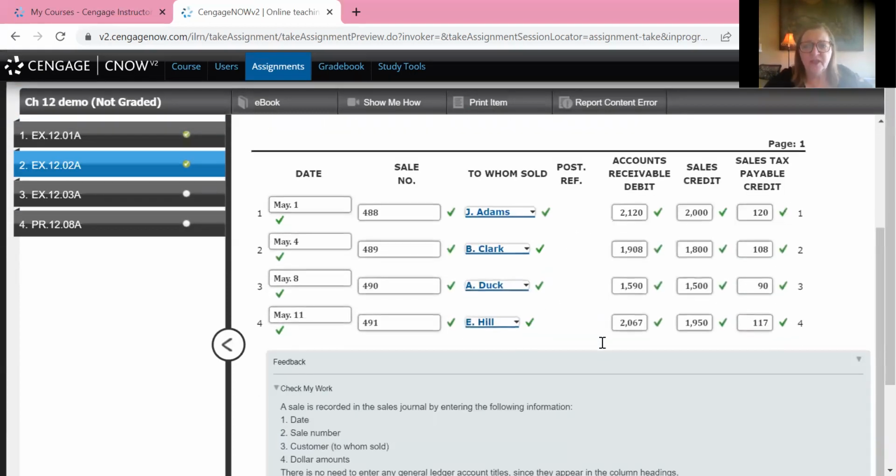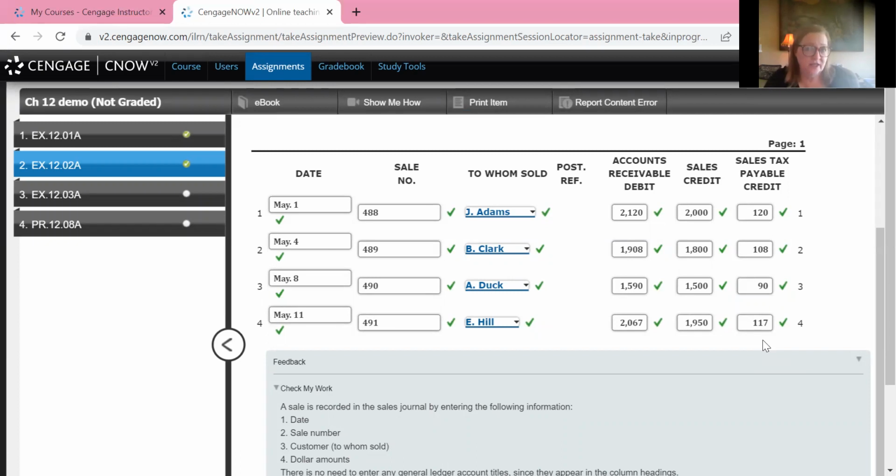And then at the end of the period, we would just total this up. The total amount in this accounts receivable debit column, we would tally it and put a number at the bottom. Then we would tally the sales credit totals and the sales tax payable credit totals. And then we would compare the total of accounts receivable debit to the combined sales credit and sales tax payable credit to see if they equal. That way we know our journal is in balance.